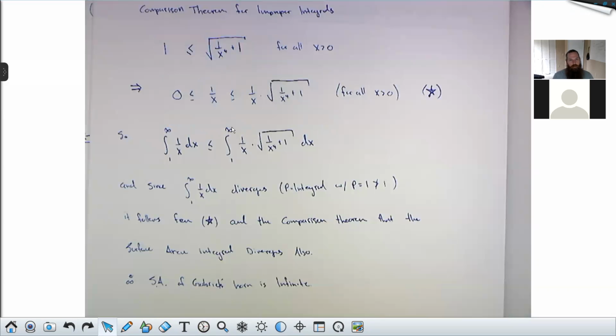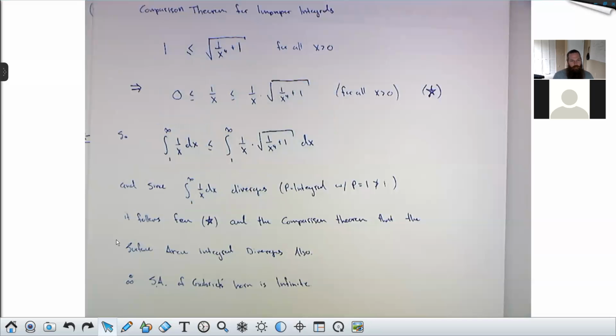1 times 1 over x is 1 over x. This square root times 1 over x is this. And the 0 is just here as an observation, because remember, for the comparison theorem, we need everything to be bigger than 0. And it is true that as long as x is positive, 1 over x is bigger than 0. And by the line above, 1 over x is smaller than my integrand, which means that my integral is larger than the integral of 1 over x. Since the integral of 1 over x from 1 to infinity diverges, it follows from the inequality that my integral diverges also.